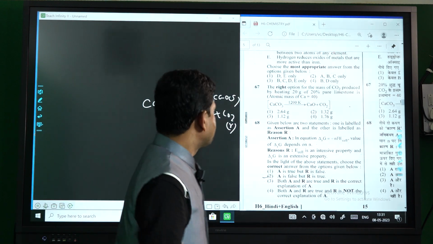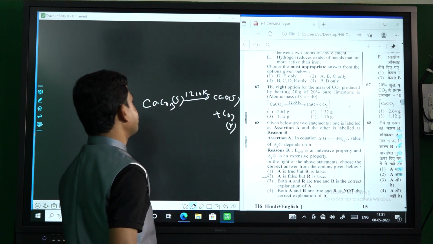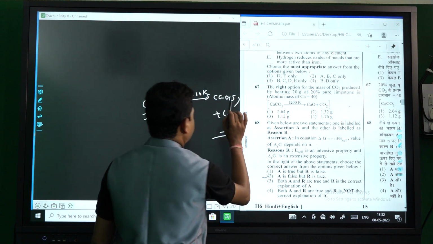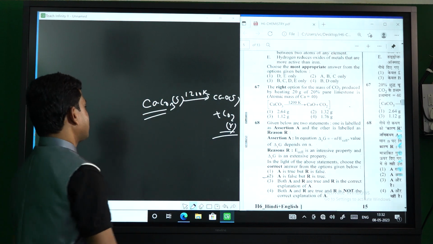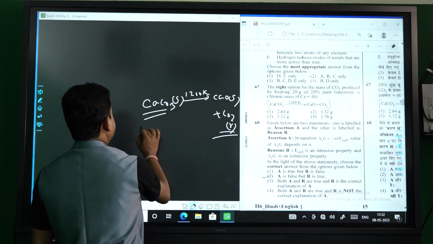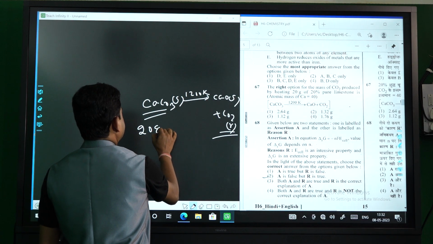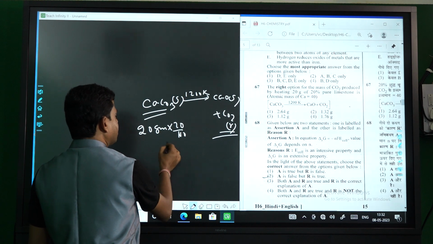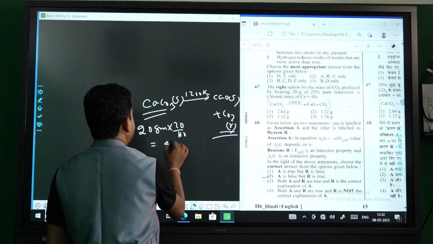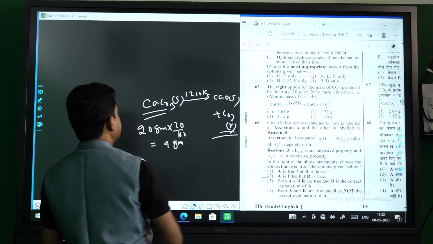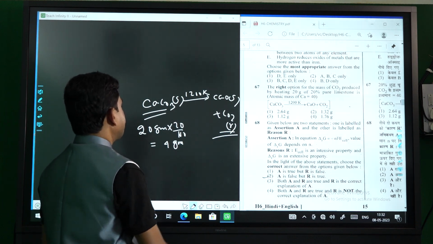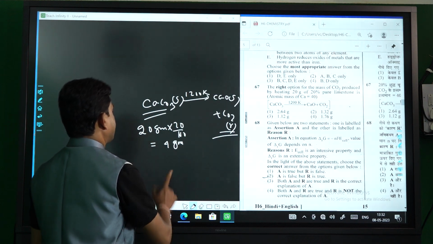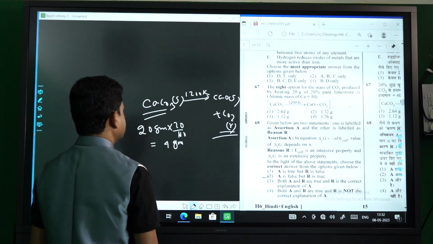pure limestone. Dear students, according to your balanced chemical reaction, the number of moles of calcium carbonate equals the number of moles of carbon dioxide. So according to your question, 20 gram multiplied by 20% is 4 gram. Exactly, the pure mass of limestone is 4 gram.